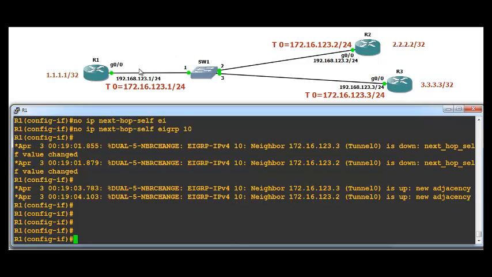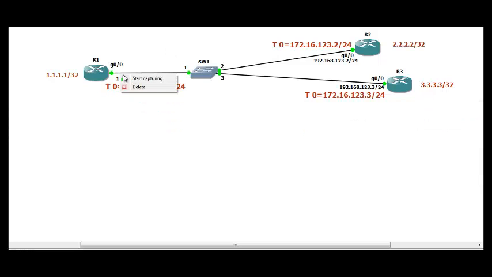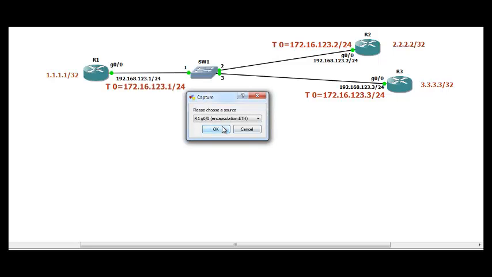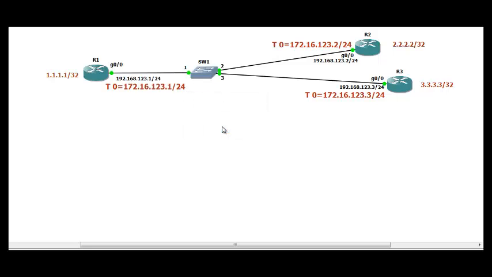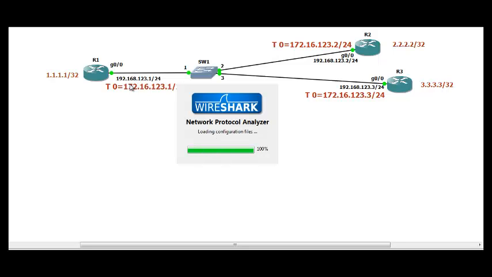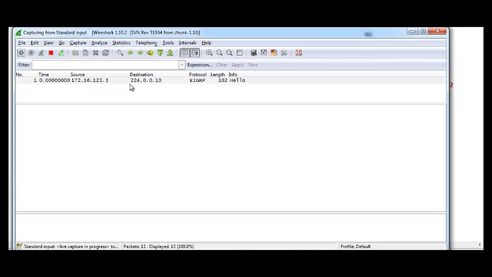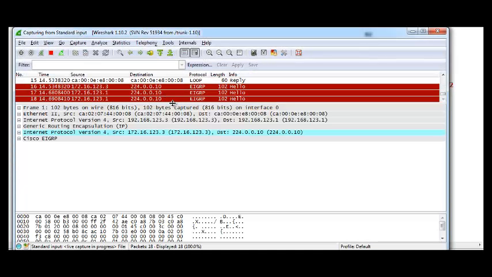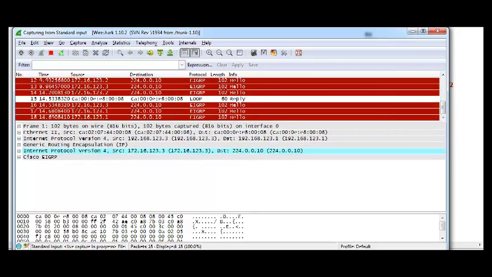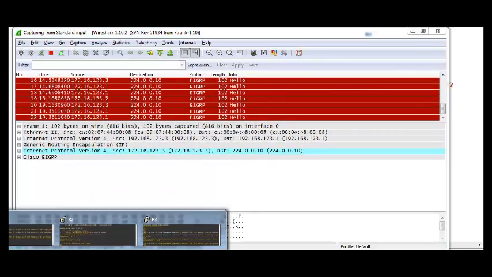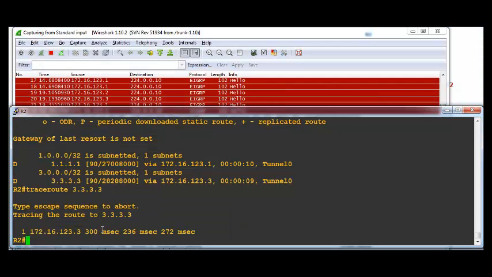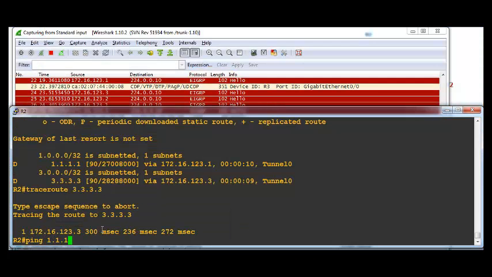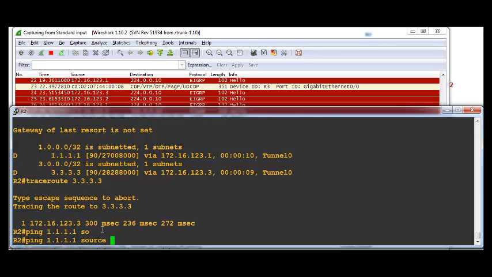One more show command I want to show. This is very important. On R1 I'm capturing the packet. I'm going to ping from R2 loopback to R1 loopback. Don't look at the EIGRP packet. I want to show you the ICMP packet. So I'm going to ping from R2, ping 1.1.1.1 source 2.2.2.2.